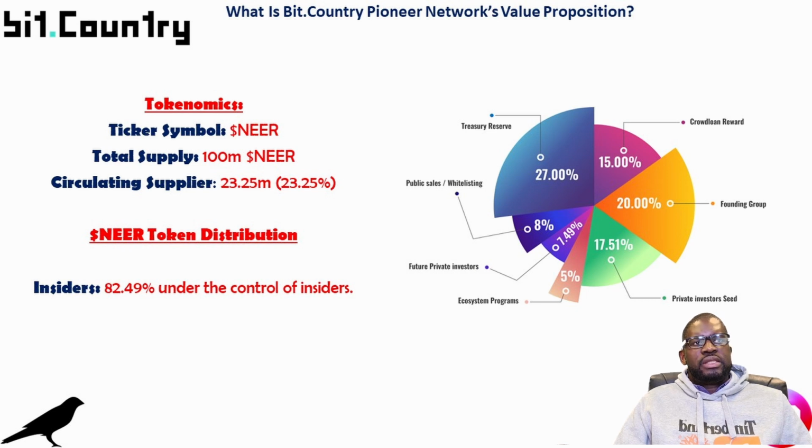Future investors have been reserved 5% or 5 million NEAR tokens. Then general reserves for the ecosystem 8% or 8 million NEAR tokens. Marketing reserves is 5% or 5 million NEAR tokens. The founding group or founding team was allocated 20% or 20 million NEAR tokens. Treasury reserves 22% or 22 million NEAR tokens.